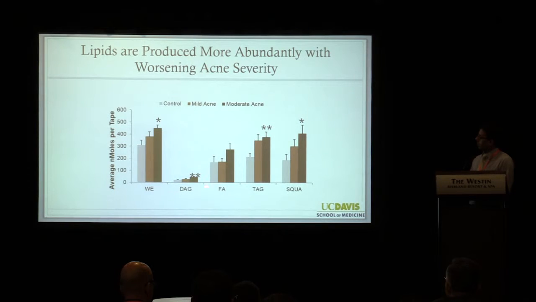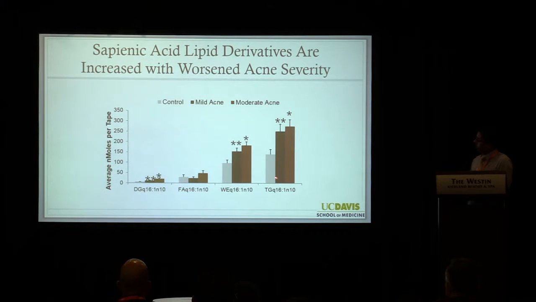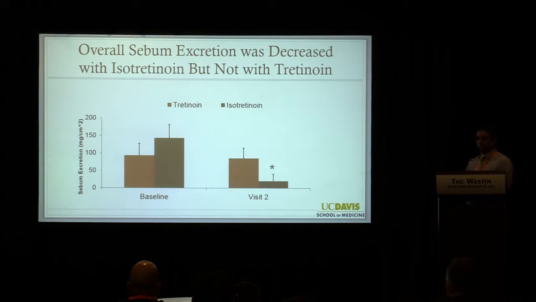For starters, this is something we're all familiar with, but we also reproduced the same sort of data, which was that as you look at mild and moderate acne, you do see more lipid production and more squalene being produced. This is more of a general approach, and we did it through mass spec to quantify. Then when we looked at the specific sapienic targets, we also saw the same pattern. All of the derivatives, except the fatty acid derivative, showed a stepwise increase as you went from control to mild to moderate acne. And of course, this is just reproducing what people have done before, which is to show that just measuring overall sebum, you don't capture differences in the tretinoin group. As you can see, we didn't see much difference here.